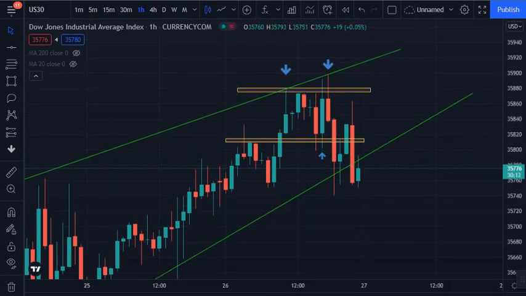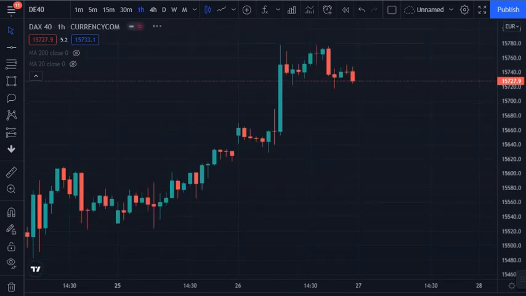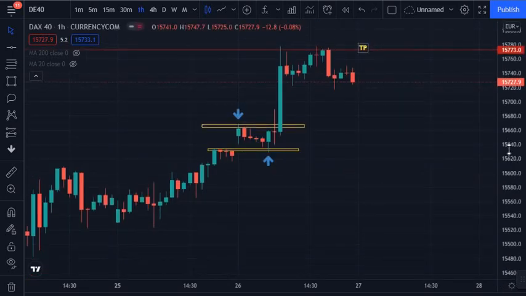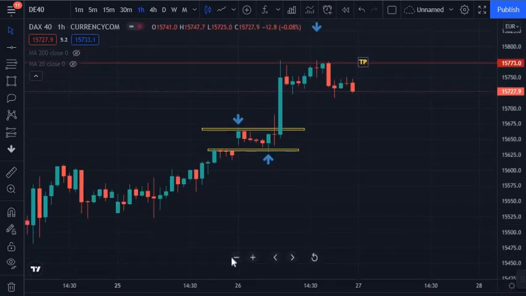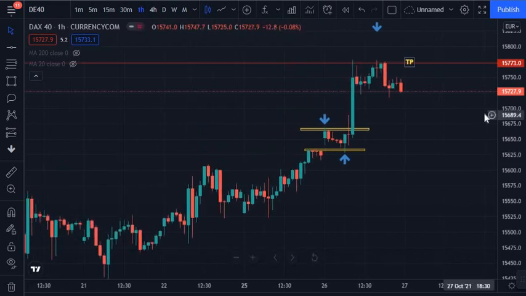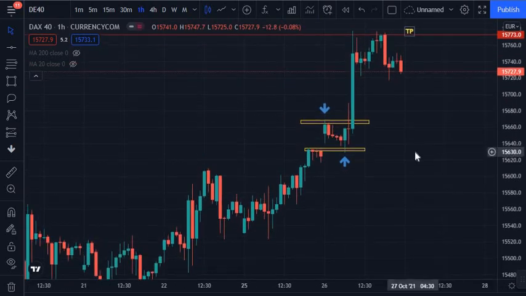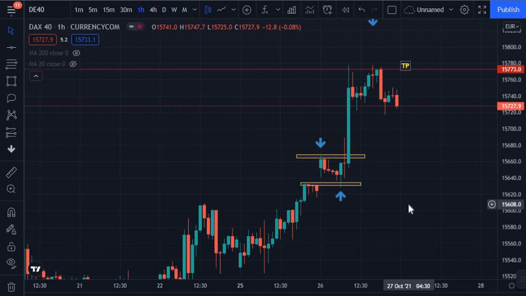So the next one is DAX, my favorite pair. I missed this entry with DAX. I was a little bit busy, preoccupied with work, and couldn't enter this one. So with DAX, as you can see, we had to identify our areas of value.